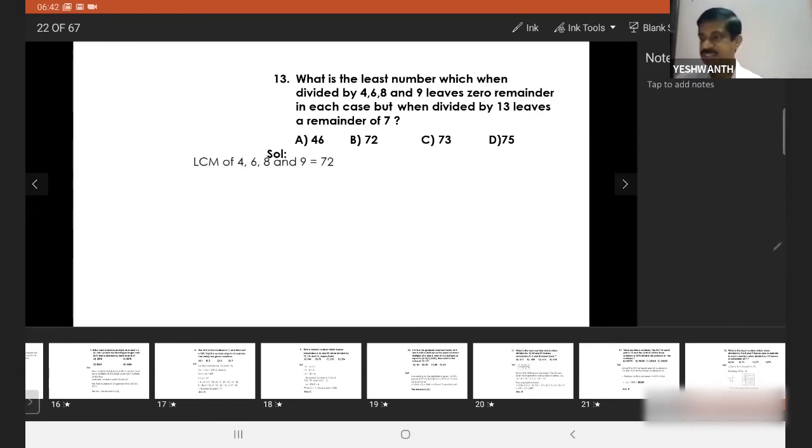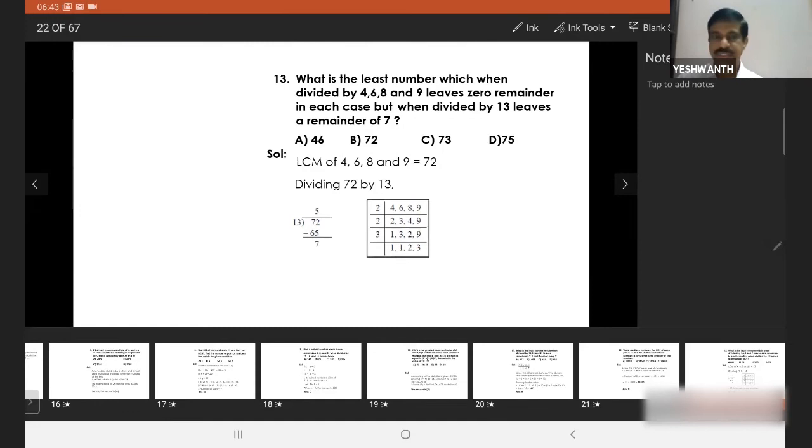Now look at this. This is again the same type of problem we have done before, but he has given a little deviation. So first of all, let us take the LCM of 4, 6, 8 and 9. The LCM is 72. But when you divide 72 by 13, it leaves a remainder 7. Just check. So you are getting that. That means when 72 is divided by 13, you get remainder 7. So the required number will be 72. So note it fast, quick.